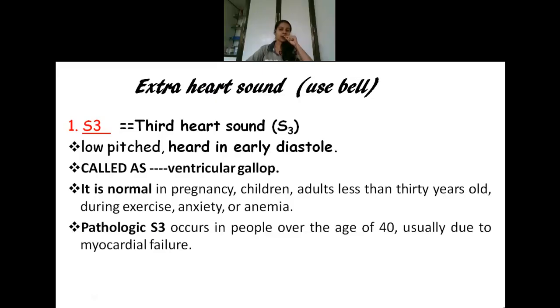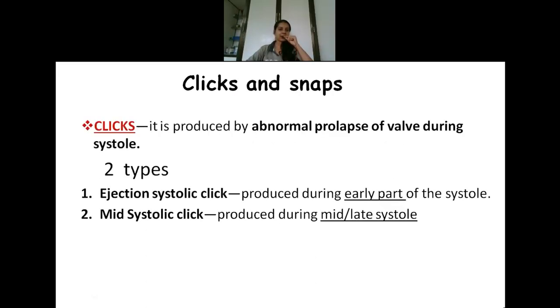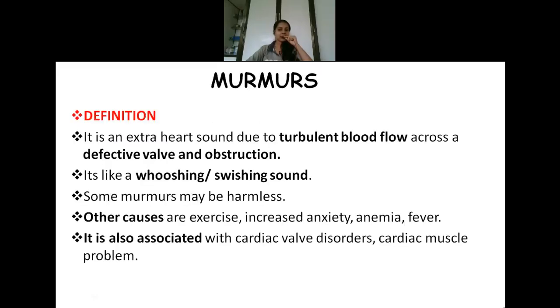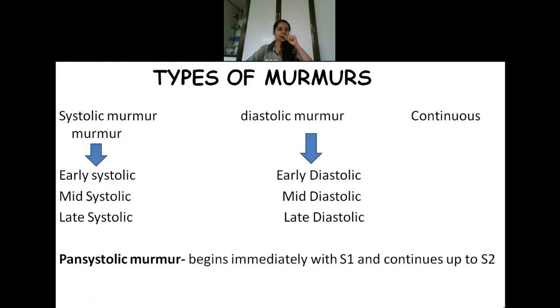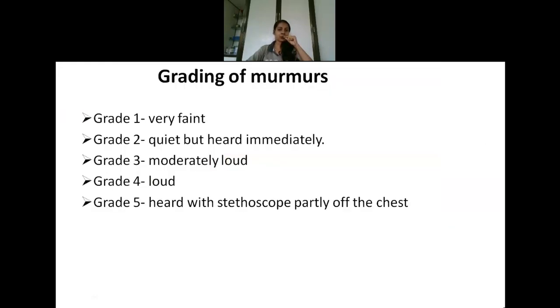Extra heart sounds are abnormal heart sounds that you have to remember. The first abnormal heart sound is S3. Then we have S4. Then some other abnormal heart sounds are there, like clicks, snaps, and then you will study in detail the murmur and then the pericardial friction rub. So this is all about the abnormal heart sounds.